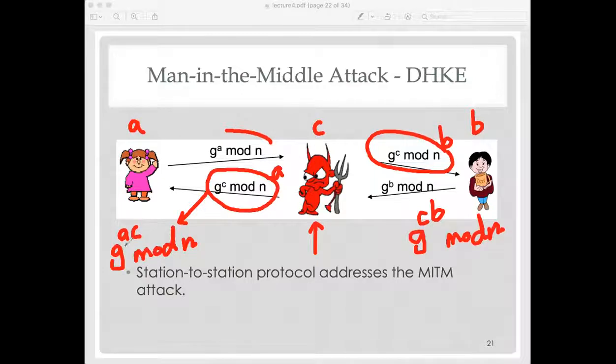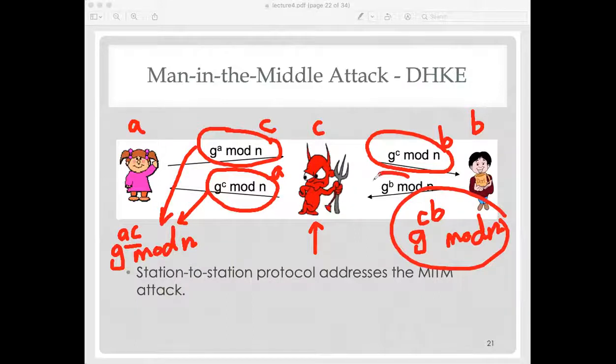She encrypts things using this key. It gets here. Charlie also has this key: he gets this, raises it to the C, and gets exactly the same key. So he can decrypt the message, and then encrypt it again using the other key, which he can get because he receives this and just raises it to C. And Bob the same. So he sits in the middle, decrypt, encrypt, decrypt, encrypt, and is able to intercept everything in the middle.